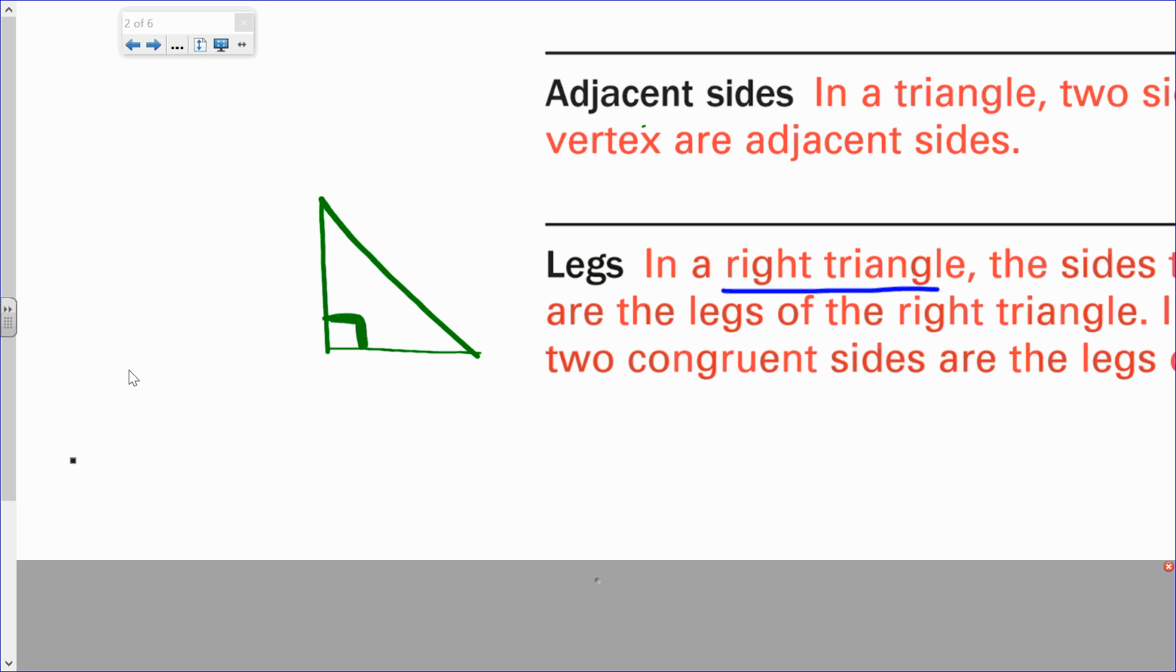Look at the legs of a right triangle. It says, in a right triangle, the sides, what does it say? Can someone read it for me? The first sentence only? So the sides that form the right angle are the legs.